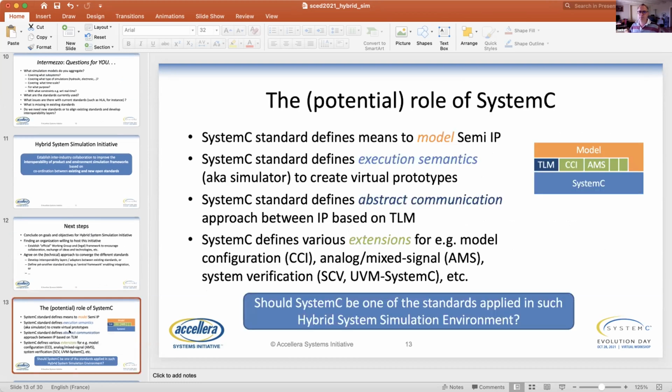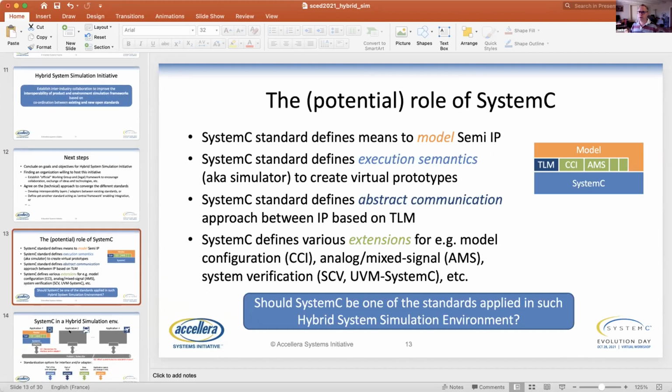So then the question that Martin raised the other day, which I think is a very interesting question: why are we talking about this at the SystemC and SystemC Evolution Day? What's the role of SystemC in this? SystemC already defines a model, there's already an execution semantic, and there are already some of the things that you might need to communicate with each other. But you could say this about pretty much every other standard as well.